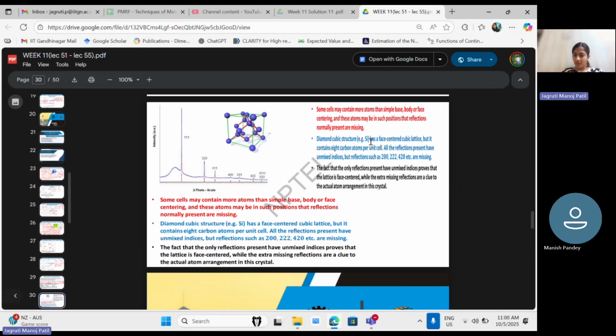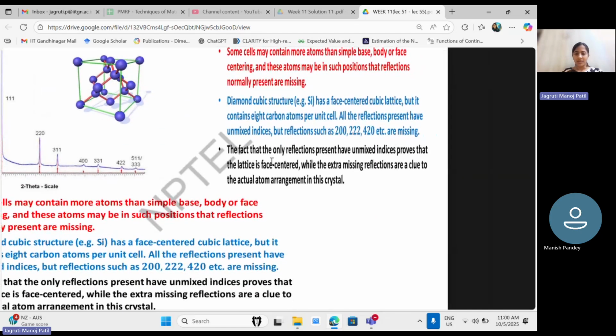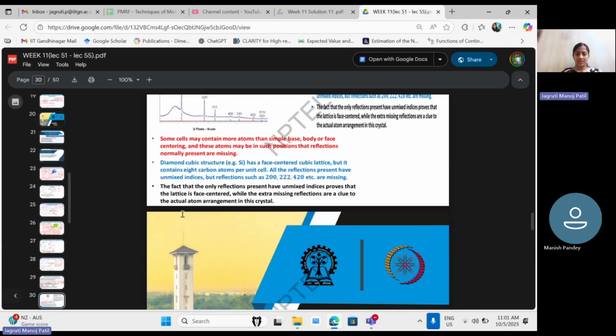Missing diamond cubic structure has face, but it contains 8. So all the reflections present have unmixed indices, and the others are missing. Let's just have a look at the details so that we don't miss it. The fact that only reflections with unmixed indices are present proves that the lattice is face centered, while the extra missing reflections are a clue to the actual arrangement of the atoms.